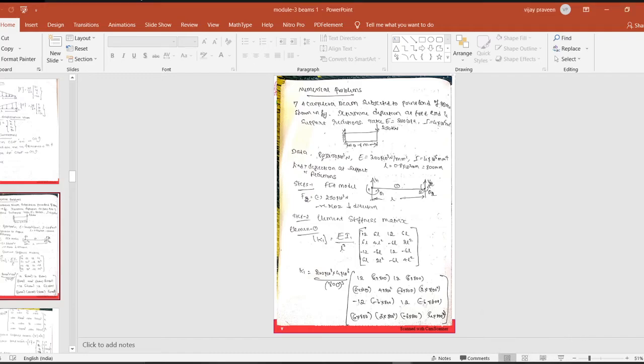Okay, so let us start today numerical problems on the beams. So take up this question, all of you. We'll do very slowly because beam problems are very important. I will read the problem. You write it. A cantilever beam subjected to point load.